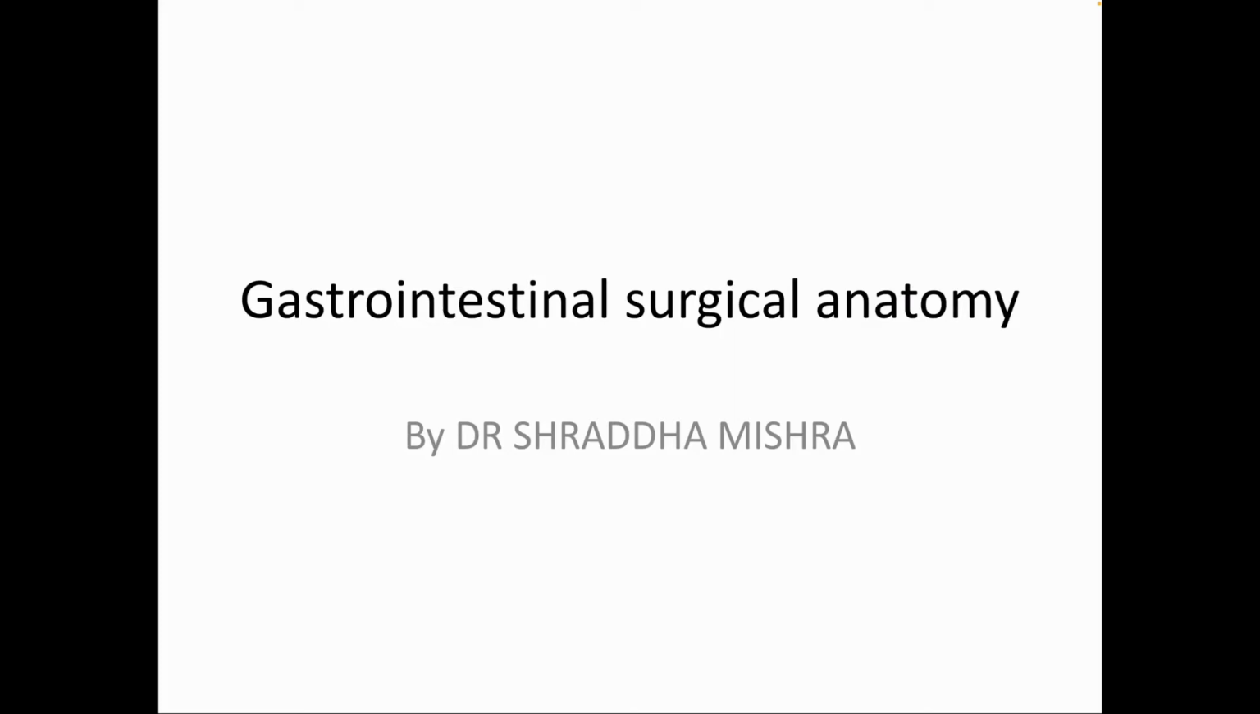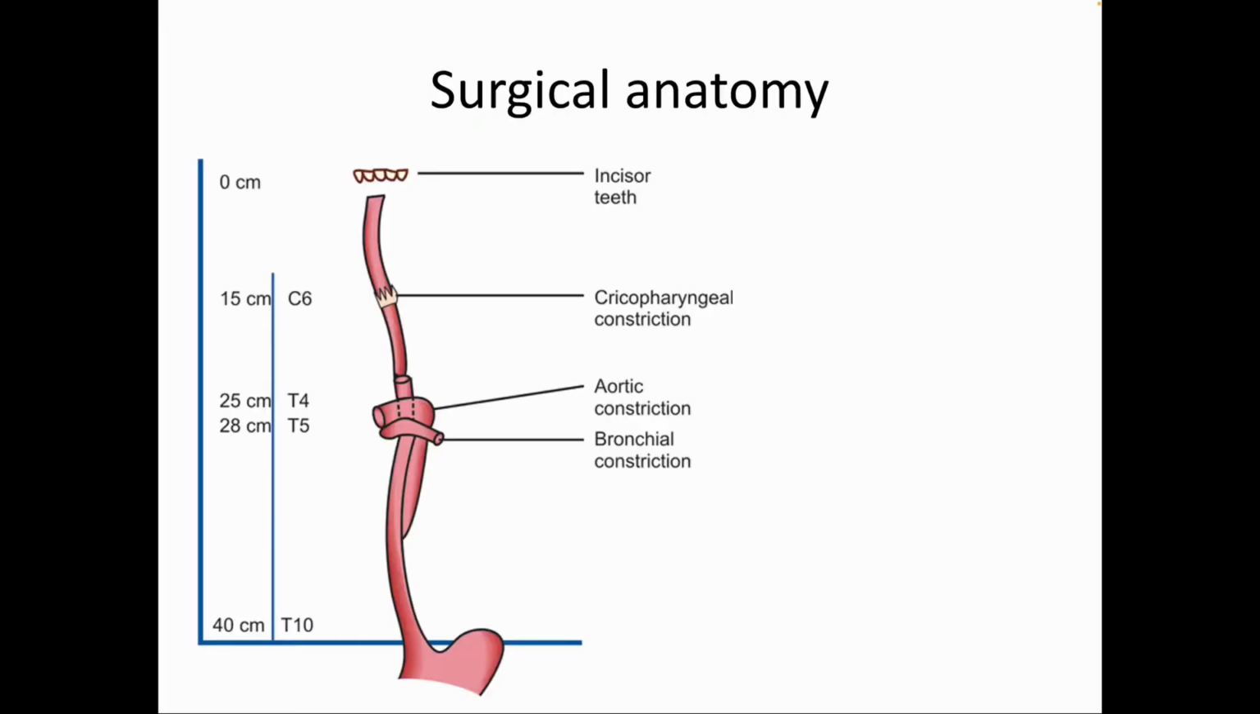Which is the anatomy of the esophagus and its clinical importance. The first part which we'll be discussing is the constriction of the esophagus. So there are four constrictions of the esophagus. First is the cricopharyngeal constriction. Second is the aortic constriction. Third is the bronchial constriction, and fourth is the constriction where the esophagus pierces the diaphragm.